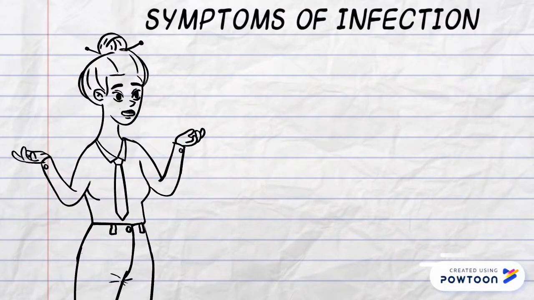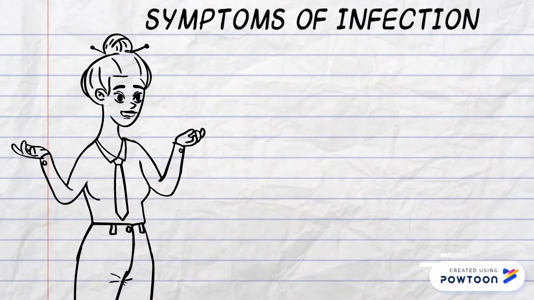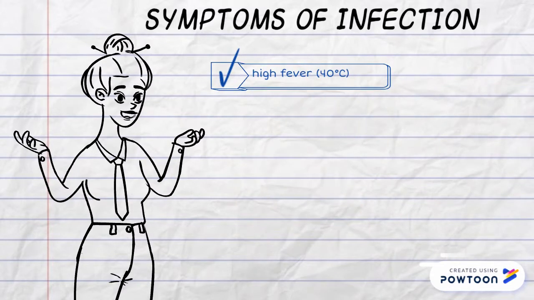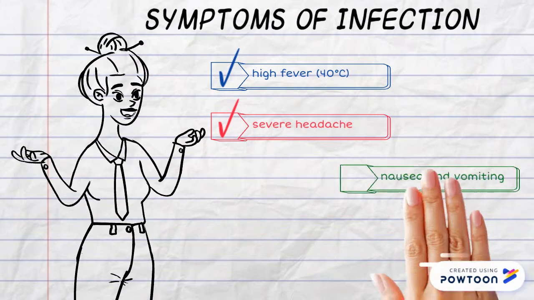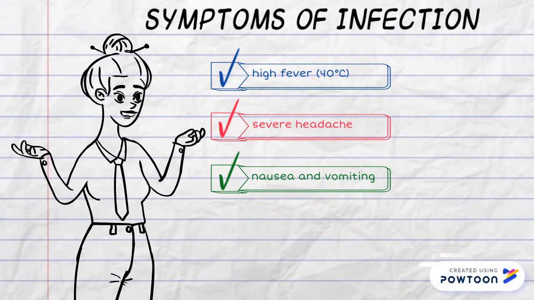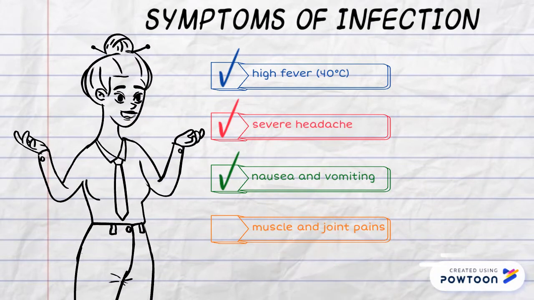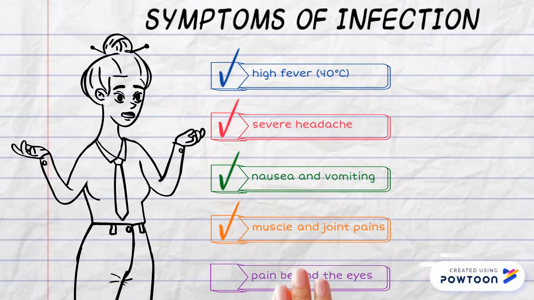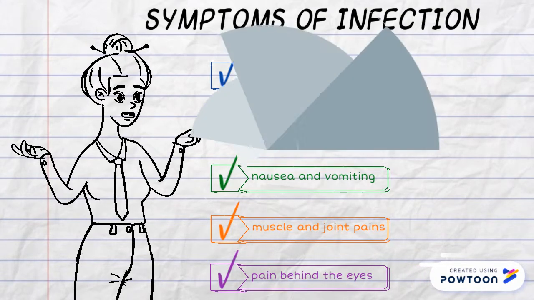Here are several symptoms of infection. The first one is that you may have high fever. Second, you may have severe headache, followed by nausea and vomiting. Next, you may have muscle and joint pains. And finally, you may have pain behind the eyes.